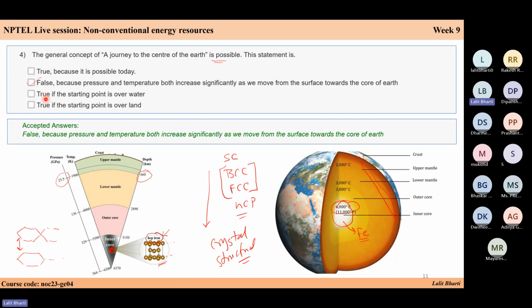Then we get to the next question. It says the general concept of a journey to the center of the earth is possible. This statement is yes. So we need to see whether the journey to the center of the earth is possible or not. So you see what is the inner structure of the earth. This is a simple representation.